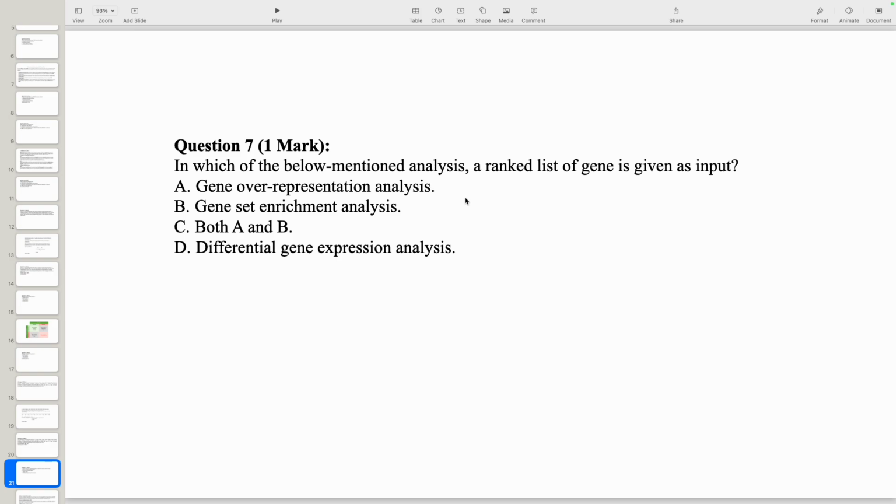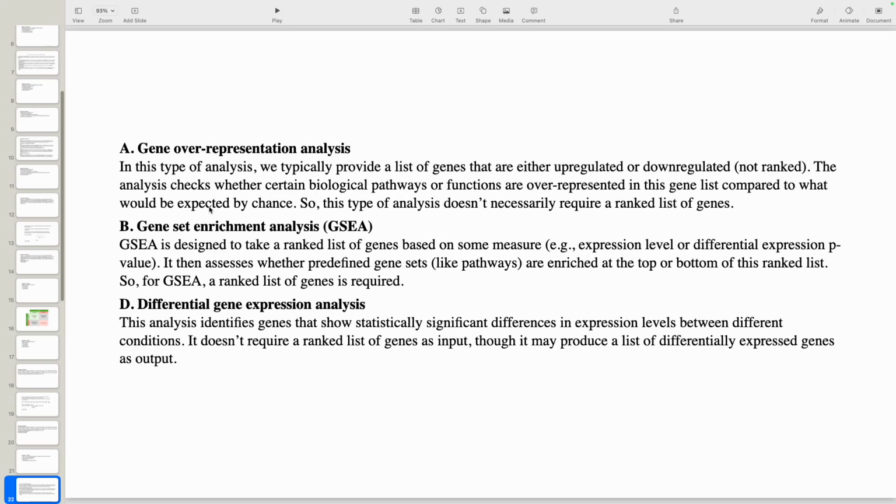Okay, let's look into the concept for this question. The correct option for this question is B, gene set enrichment analysis. Let's look into why. In gene over representation analysis, we typically provide a list of genes that are either upregulated or downregulated, but they are not ranked. The analysis checks whether a certain biological pathway or function is overrepresented in a gene list compared to what we expect by chance.